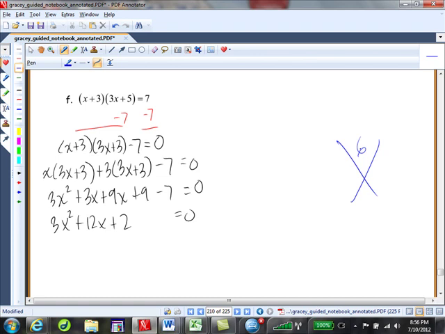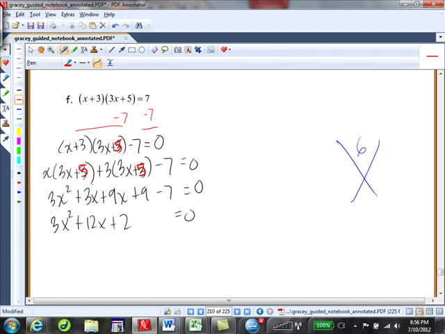Yeah, I bet something went wrong here. Let's see what I did. Oh, you know what? It wasn't 3x plus 3. I'm going to keep it in there and put it in red. This was supposed to be 3x plus 5. This was a 5. This was a 5.